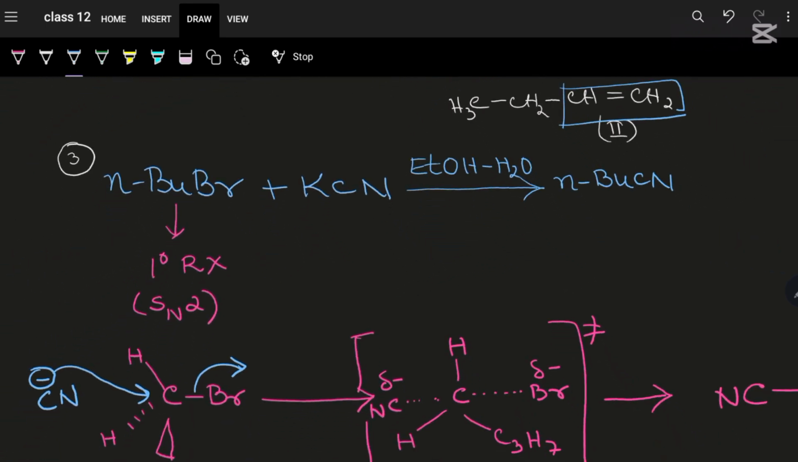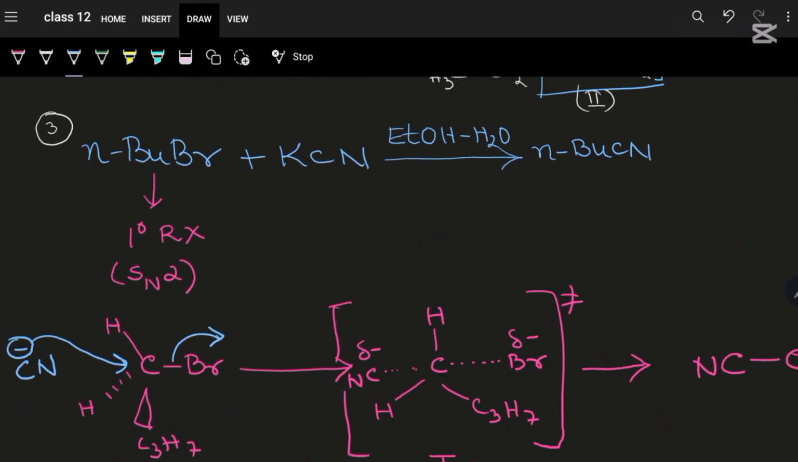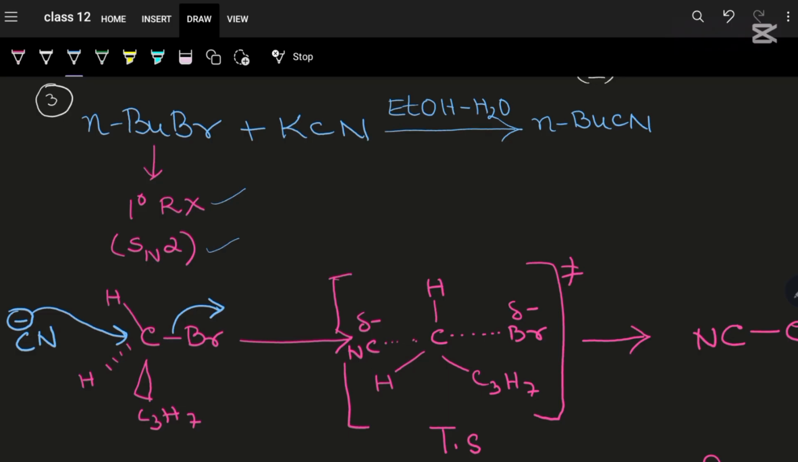Now this is another question from the NCERT exercise. n-BuBr plus KCN in presence of EtOH/H2O forms n-BuCN. You are supposed to write the mechanism. Now, please mention that n-BuBr is a 1 degree alkyl halide. Since it is a 1 degree alkyl halide, the most probable pathway is the SN2 pathway because it follows the pathway where the steric hindrance is minimum or less.